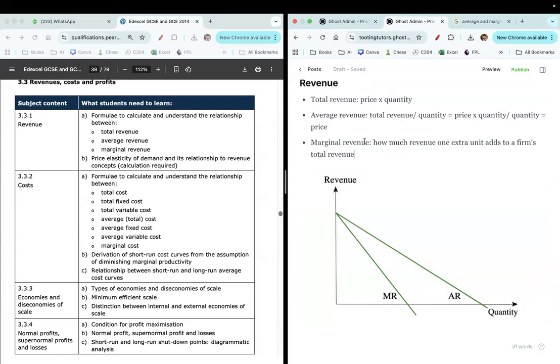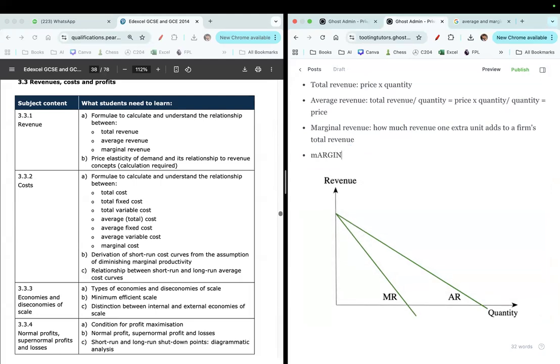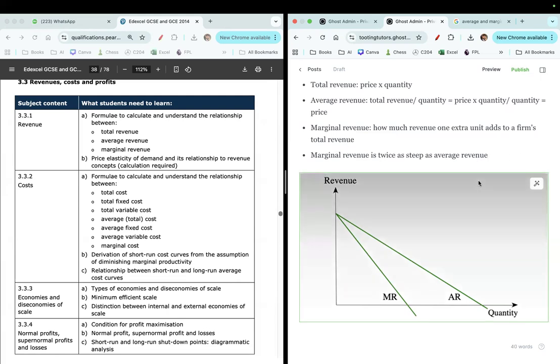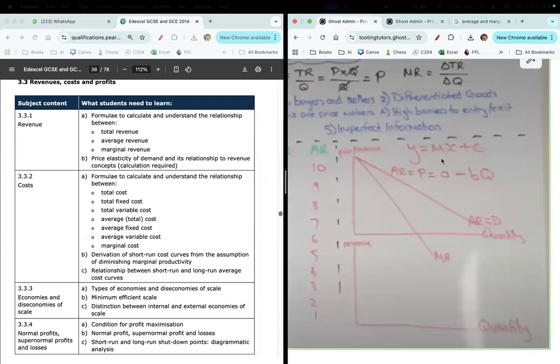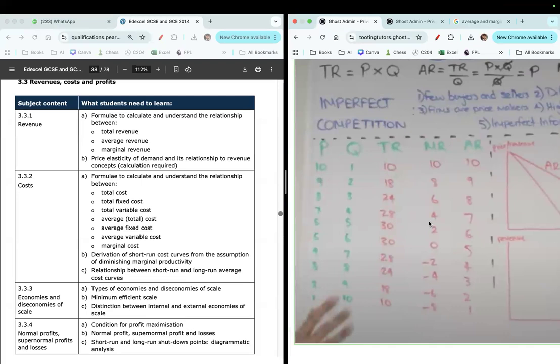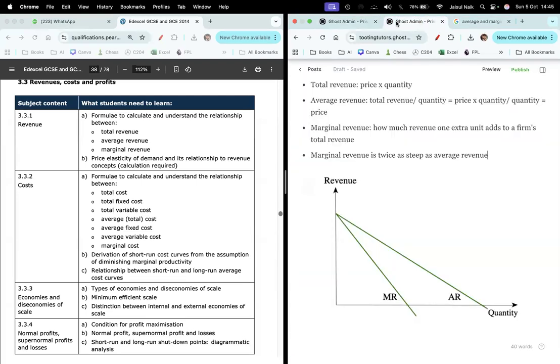And then just remember marginal revenue. This one is more to memorize rather than understand for the first time. Marginal revenue is always twice as steep as average revenue. We don't need to know why. We could always look at some numbers. I mean, if you do business, you can kind of think about it in that way. But for us, we just need to memorize that. Okay. And we're going to apply it later on.